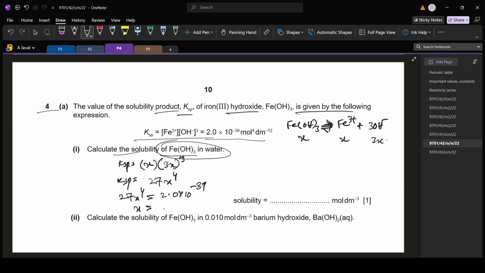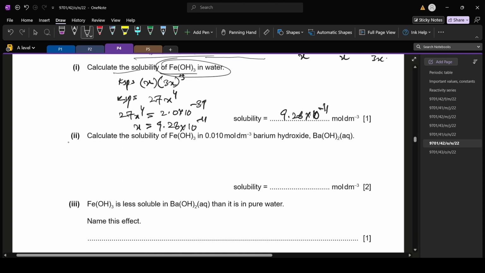So it is going to be 9.28 into 10 to the power minus 11. Okay, now moving towards the next part: calculate the solubility of iron 3 hydroxide in 0.01 mole per dm cubed of barium hydroxide. This barium hydroxide is soluble.